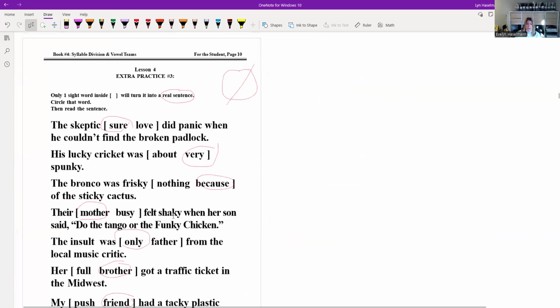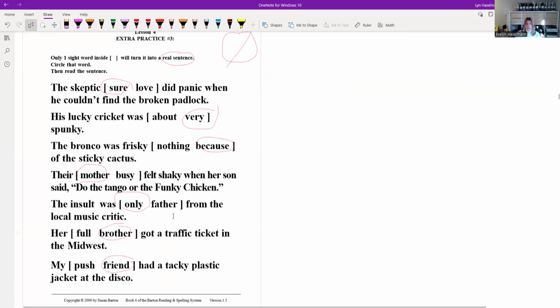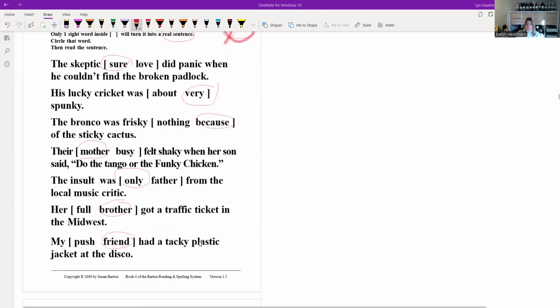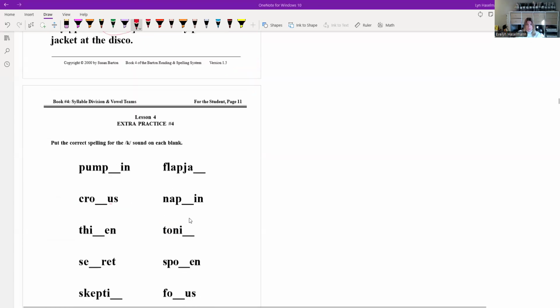We'll start with extra practice number 4. This is a sight word. Again, this is a hefty teaching lesson, so sometimes we don't do the whole lesson. So only one sight word will turn this into a real sentence. Circle that word, okay? These are done for you, but a lot of times I also put a circle up on the top like this that will have a line through it, and that is to remind you that I didn't get to that yet. So you can skip that page because we haven't learned those yet.